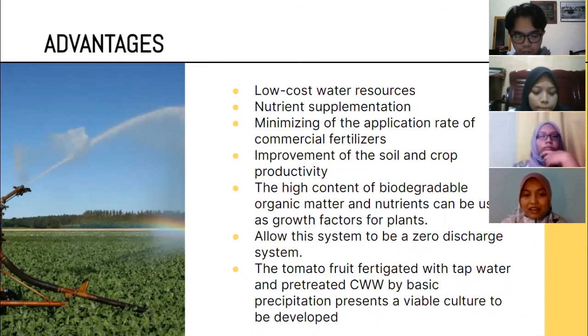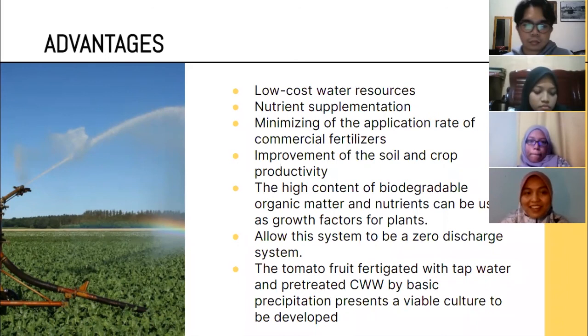And then, for example, in the article by the researchers, they use tomato fruit. So the tomato fruit fertigated with the pretreated cheese water by basic precipitation presents a viable culture to be developed. Okay, next.